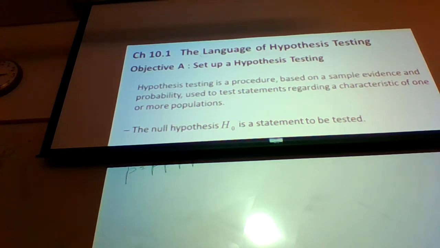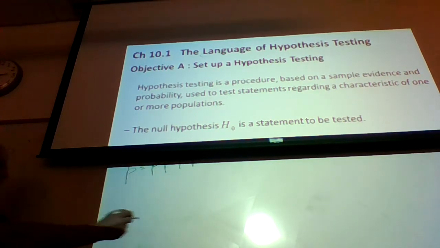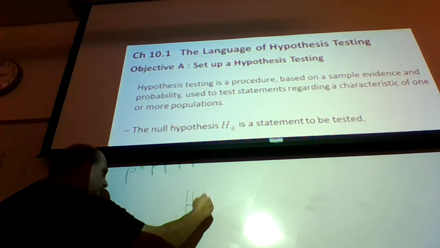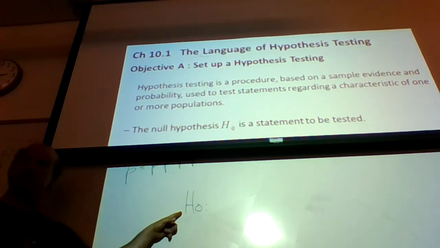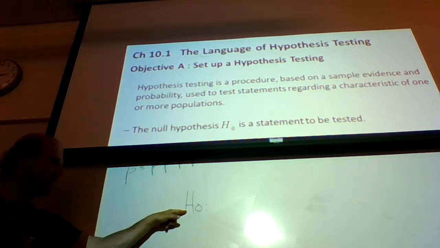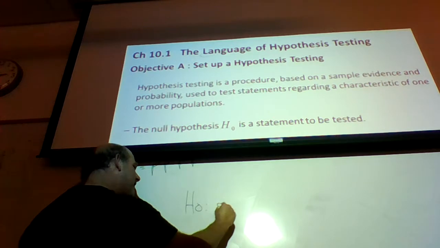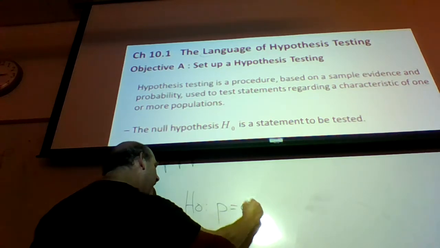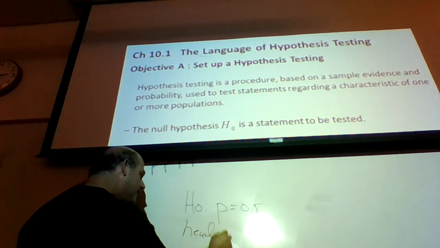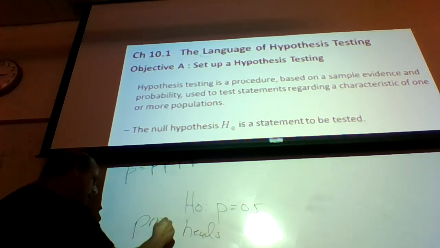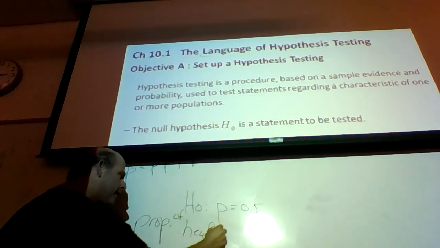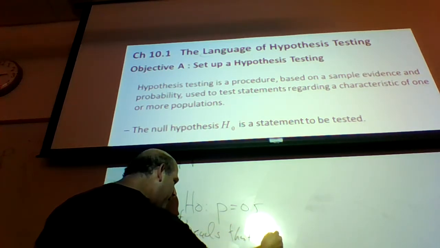Okay. So for example, usually the null hypothesis, which sometimes we call H0, is what it is. For example, let's say you're talking about the proportion of heads that occurs when you flip the coin.